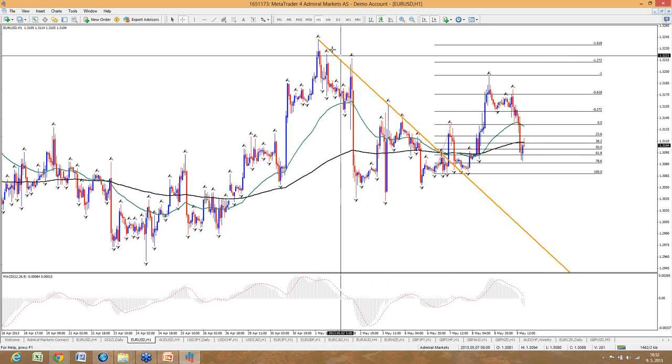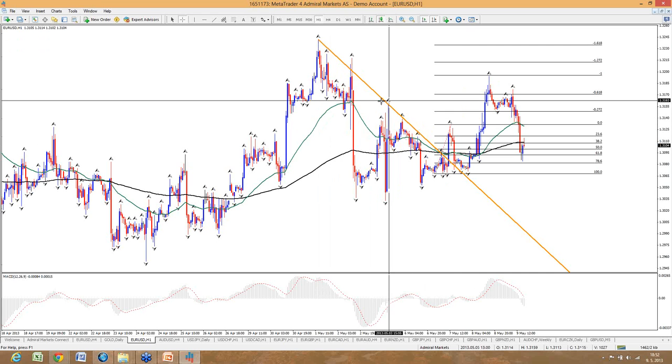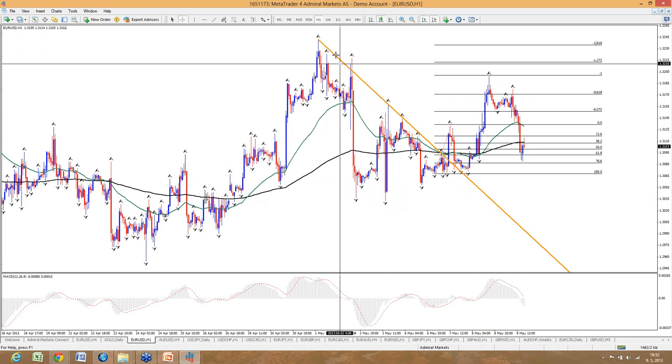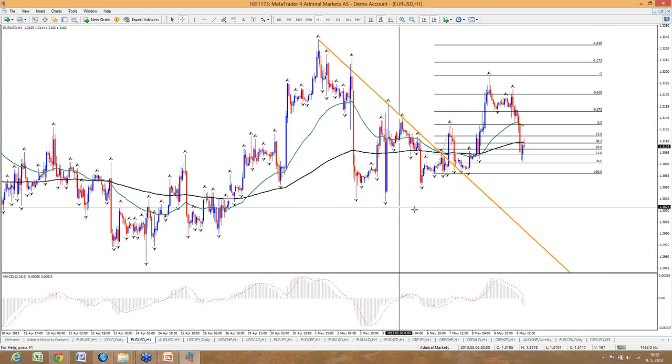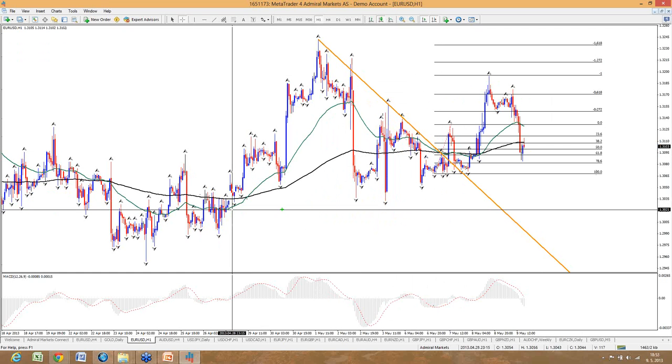Well, that's something you could either use fractals or horizontal levels. You can also use trend lines like this. Or you can use those consolidation zones where you have price bouncing up and down between a range, and you can put lines on top of or on the bottom.